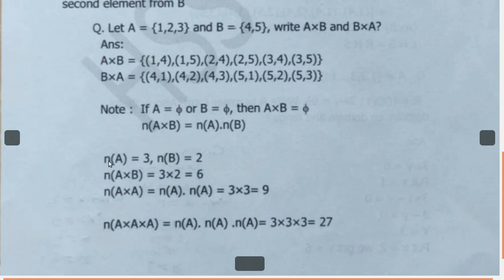So in this question, what is n of A? The number of elements in A is 3. There are 3 elements in A and 2 elements in B. So n of A is 3, n of B is 2. Then n of A cross B is n of A into n of B, that is 3 into 2, which is 6. We can count them: 1 2 3 4 5 6. So this is a formula. Similarly, n of A cross A is n of A into n of A, which is 3 into 3, 9 elements. Then n of A cross A cross A is 3 into 3 into 3, that is 27.